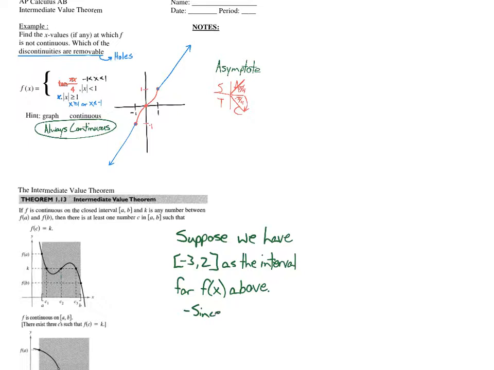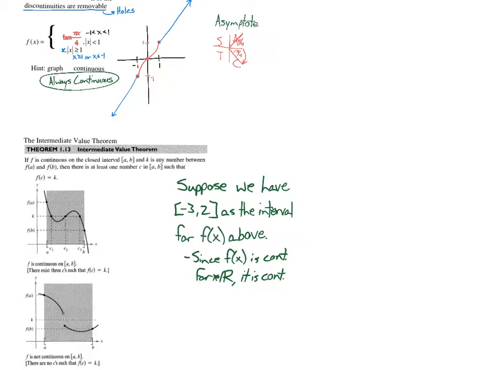Since f of x is continuous for x in the real numbers, then it is continuous on the interval from -3 to 2. Everyone with me so far?